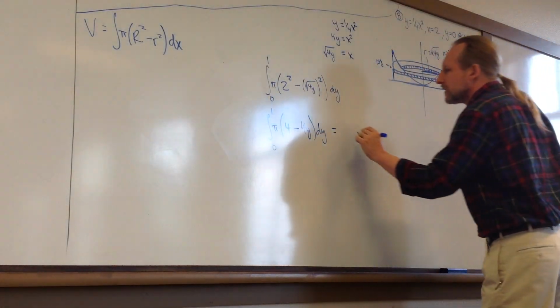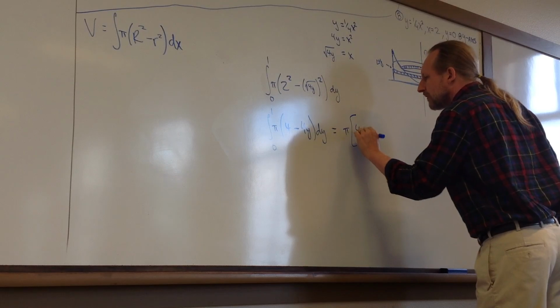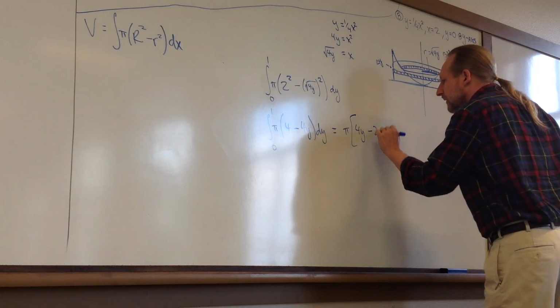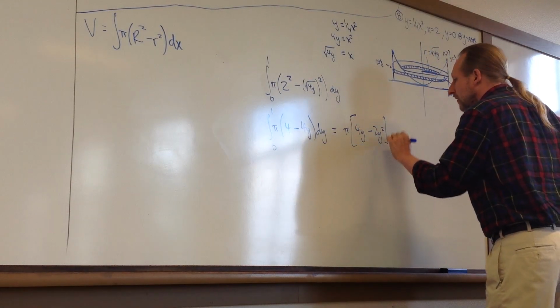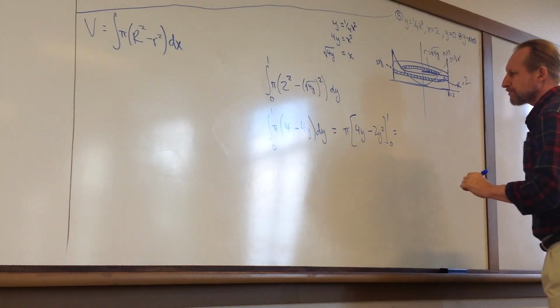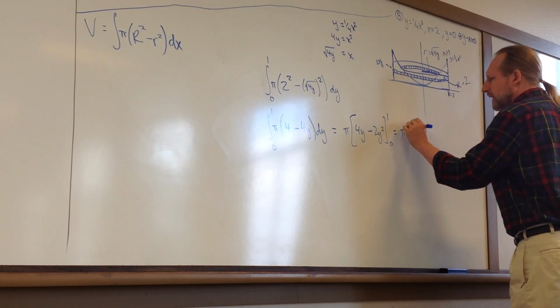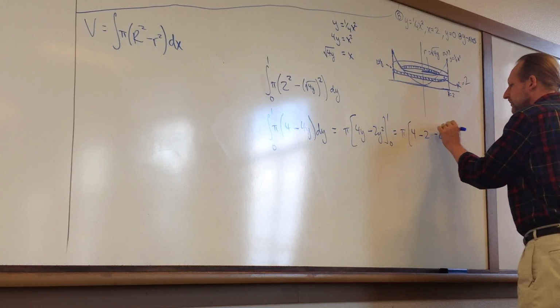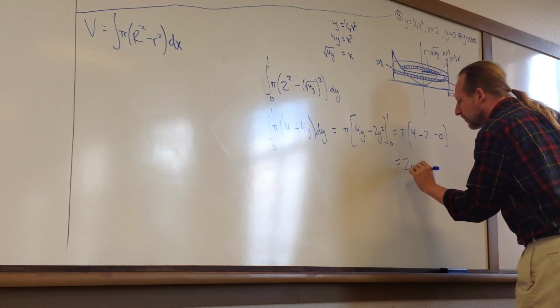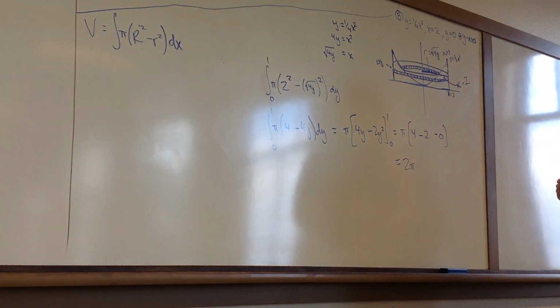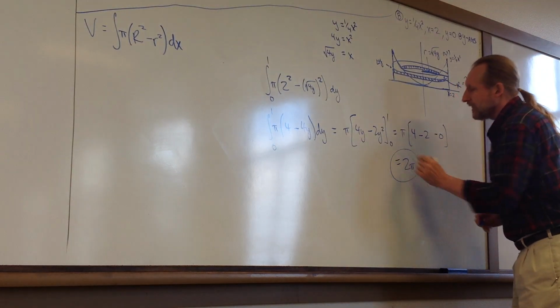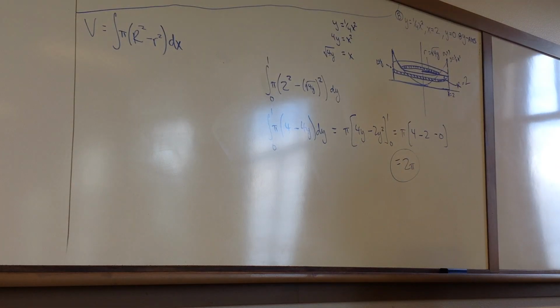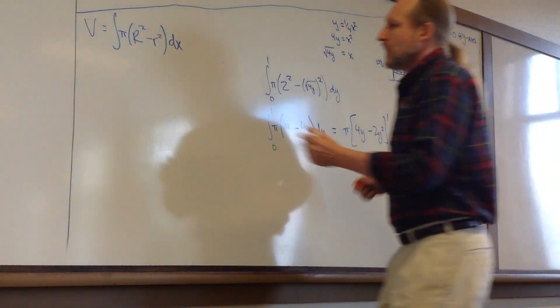Okay, so now we can integrate. There's our pi, 4y minus 2y squared from 0 to 1. So pi times 4 minus 2, and then minus 0. So this is 2 pi. So that's our answer.